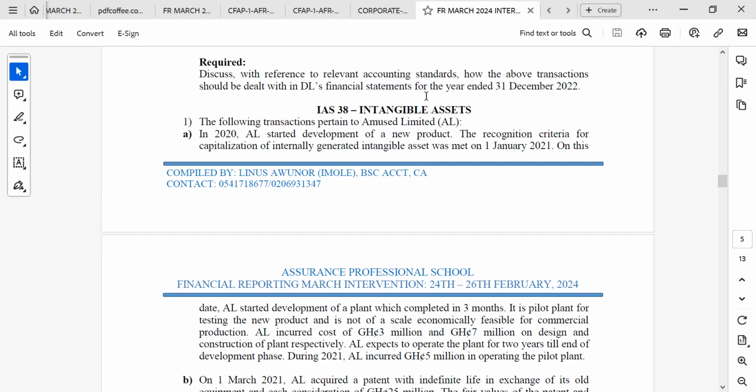It cannot be sold as an item on its own. The advertisement cost cannot be sold as an item on its own, like how we can sell a license or how we can sell property, plant, and equipment. The advertisement cost cannot be sold as a separate item. So therefore, the advertisement cost cannot be recognized as an intangible asset. These are the technicalities that they will be examining you on.